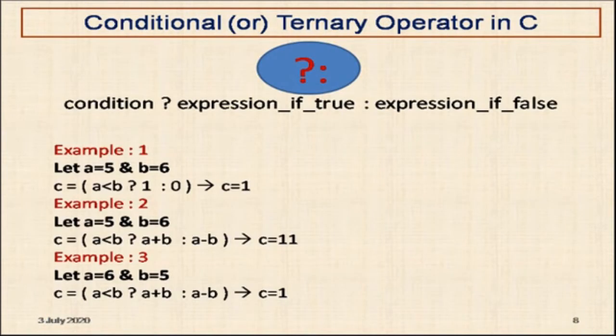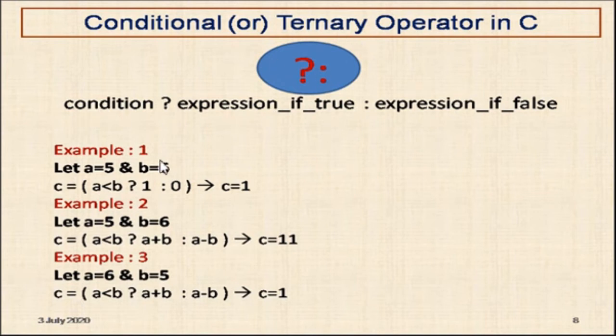Then conditional operator, which is also called a ternary operator. So far we have seen unary operator and binary operator. Unary operator involves a single operand, binary operator involves two operands. Here it is a ternary operator, so ultimately we can understand that this involves three operands. The symbol is question mark followed by colon. The syntax of this conditional operator is condition question mark expression if true colon expression if false. So you can see here three operands are there: 1, 2, 3. So 3 means that is a ternary operator, right?